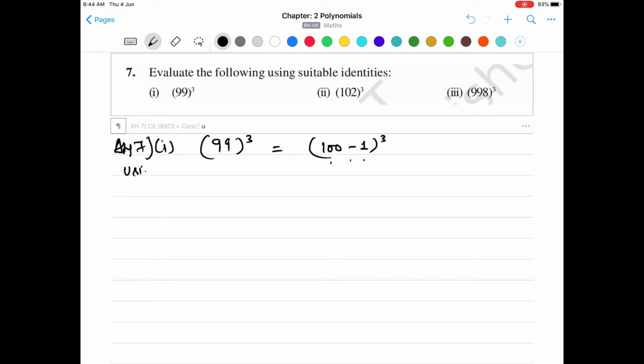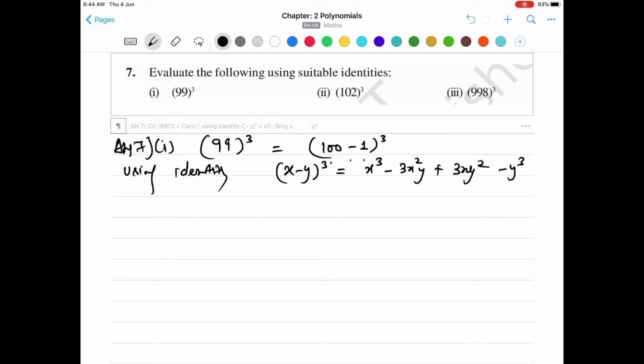So write, using identity, which one we will use? We'll use x minus y whole cube, which is equal to x cube minus y cube minus 3x square y, then plus 3x y square. Or we can also use its second form, which is x cube minus y cube and minus 3xy into x minus y. You can use either of the two forms of this identity, you will get the same answer in both cases.